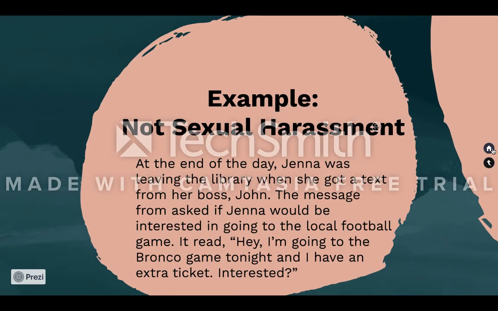Here's another example that's not sexual harassment. Some of these situations they will witness won't be sexual harassment. At the end of the day, Jenna was leaving the library when she got a text from her boss, John. The message from John asked if Jenna would be interested in going to the local football game. It read, "Hey, I'm going to the Bronco game tonight and I have an extra ticket. Interested?" Now, the reason that there will be some scenarios that are not sexual harassment is because it is important for those who are learning to understand the ambiguousness of these behaviors.